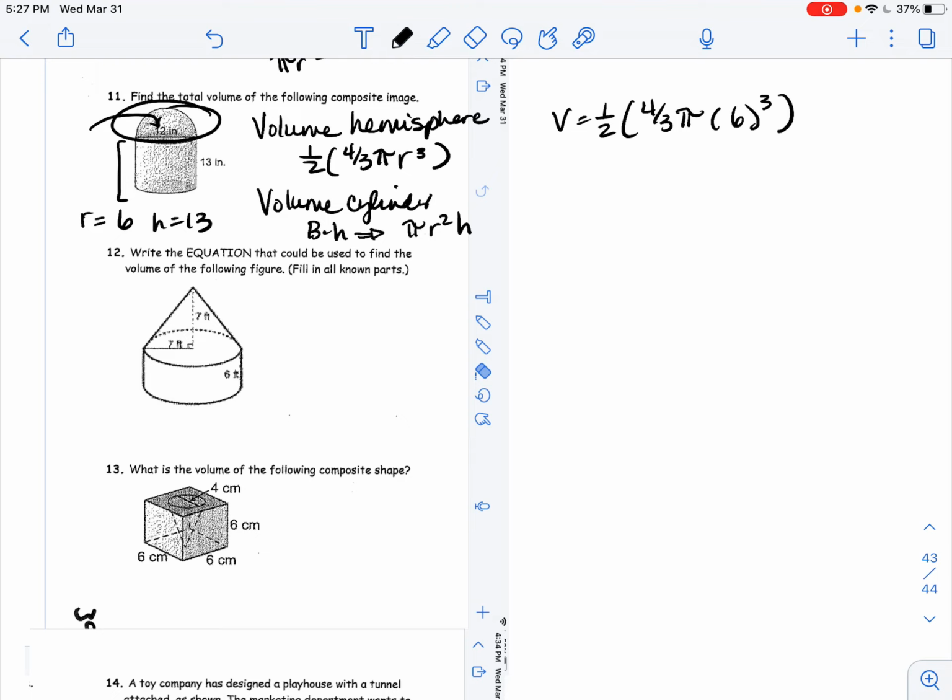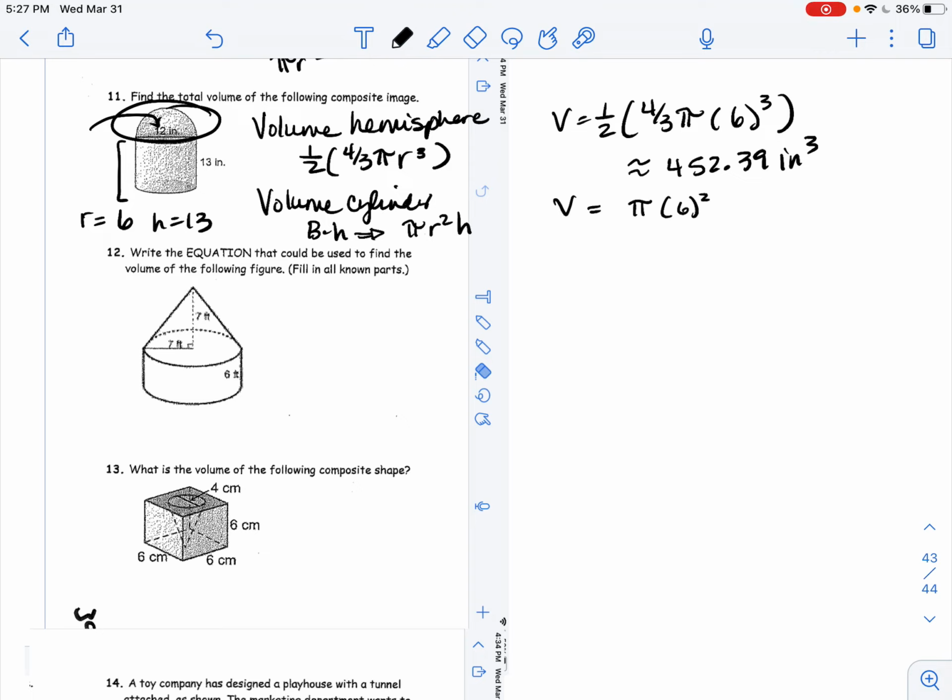I'm just going to go ahead and work out the pi. I know on the first part I gave you both answers, but for the decimal answer, it's going to be about 452.39. And this is in inches cubed. And we're going to add that to the volume of the cylinder.